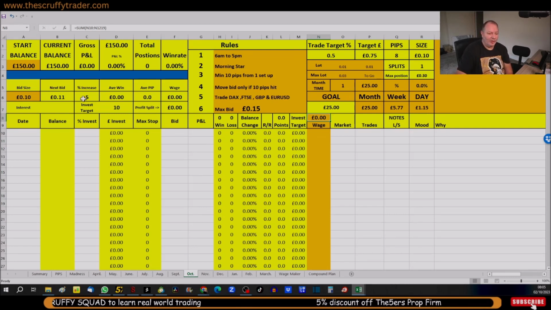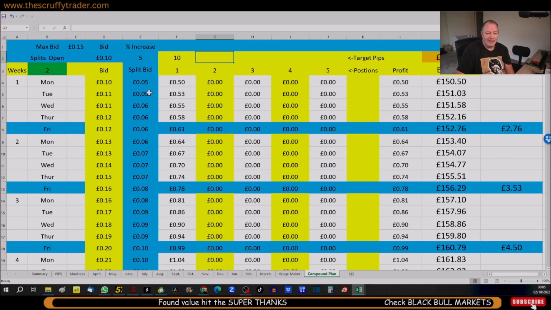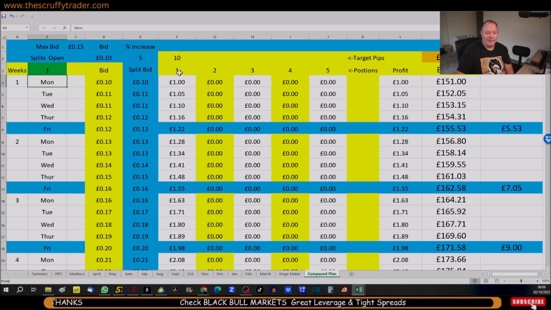Now what we can also do is run our bids, so we can see how much our bids are going to increase. At the moment we can't split this because we govern by size of the account. Our maximum bid is 15p, because it goes up in increments of 10. I can't split it till that gets to 20. Where it comes from is the compound plan. You're starting with 150, and I can only open this up with one trade, so there are no splits at all. That means I only have one position, and we're going to target 10 pips. That's the other side of this.